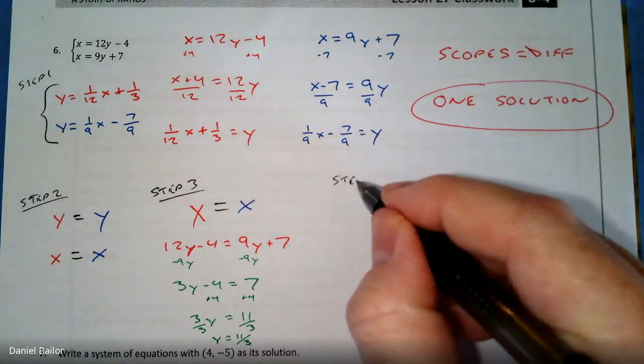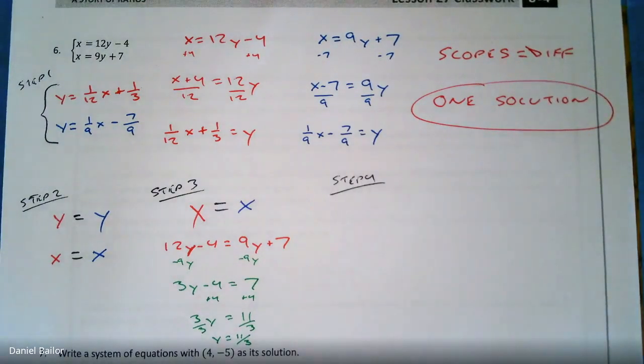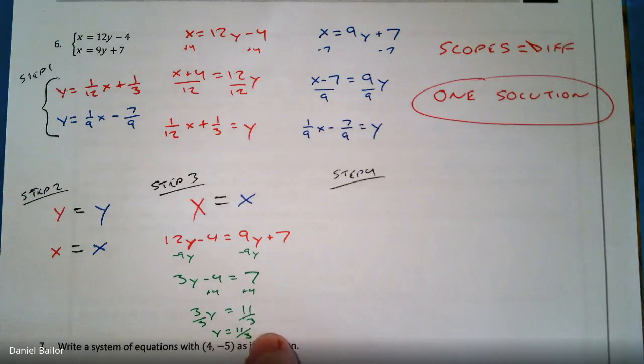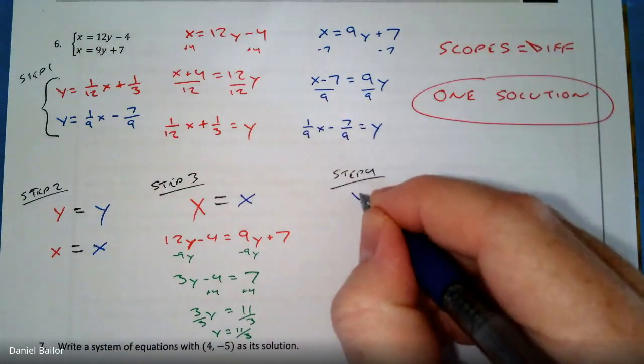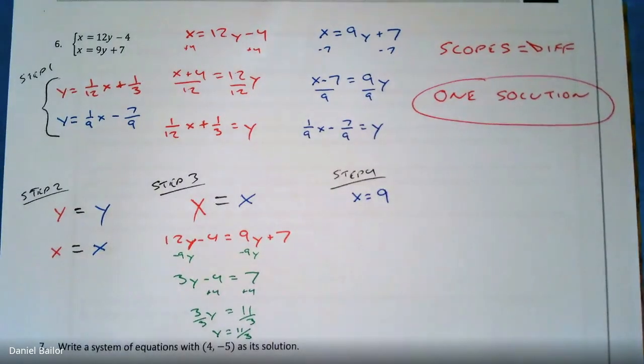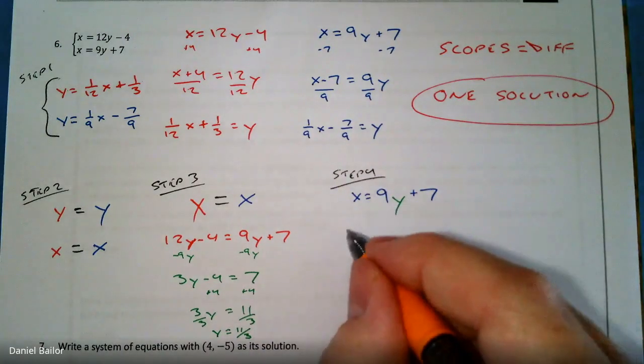For step 4, I'm going to substitute, and I'm going to pick the one I want, and right here, I see 11 thirds. I think it could work with either one, but I'm going to pick the equation with the adding. I'm going to say x equals 9 times my y plus 7. I really can pick whichever one I want. I'm just picking that one for fun. So I take this y and put it back into that equation.